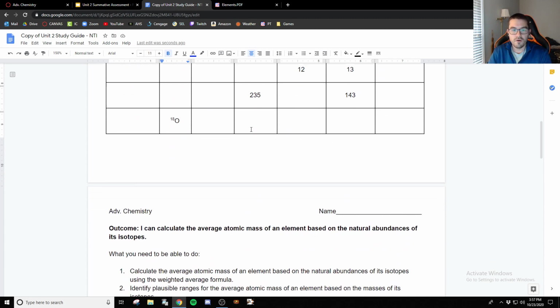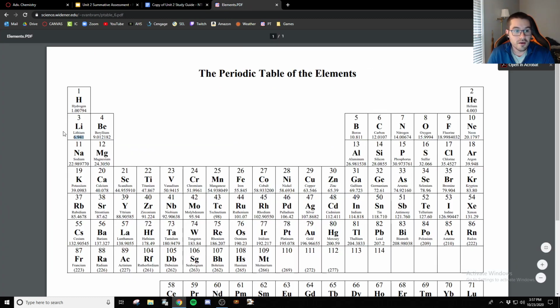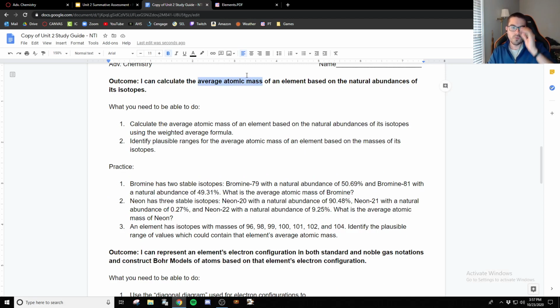Okay. Moving forward, next topic is on calculating the average atomic mass of an element. So that's like figuring out where these numbers come from. You'll recall we did an assignment where you went to ptable.com and looked up information about different isotopes. And so that's basically what this assignment is all about.